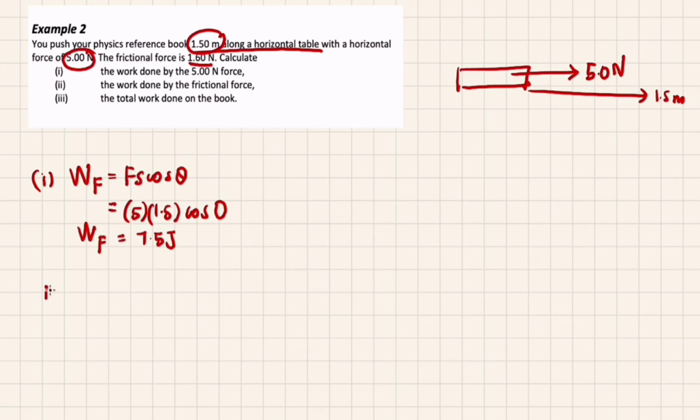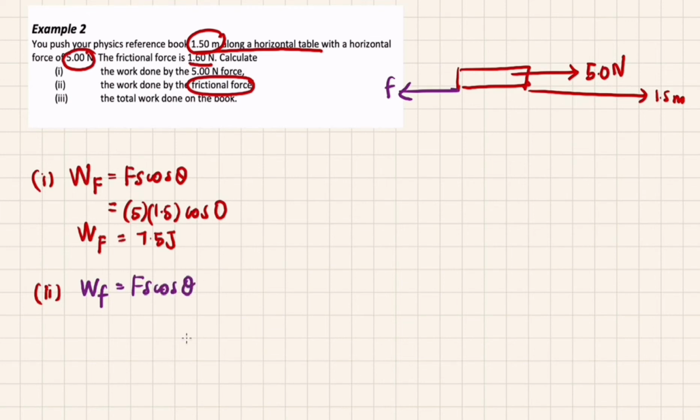For the second part, they want the work done by the frictional force. So we know if our force is forward, our frictional force will be backward. The frictional force will resist the motion of the book, so our frictional force goes backward. Again, we write first: work done by frictional force. Earlier it was the external force; this one is work done by frictional force equals Fs cos theta.